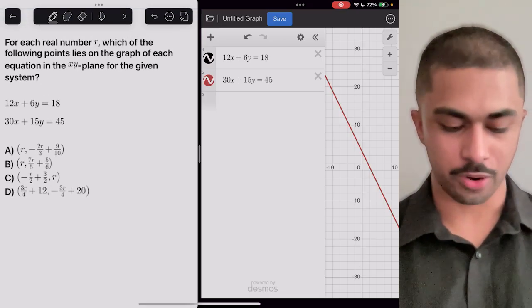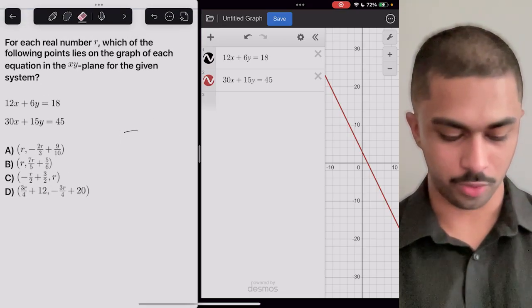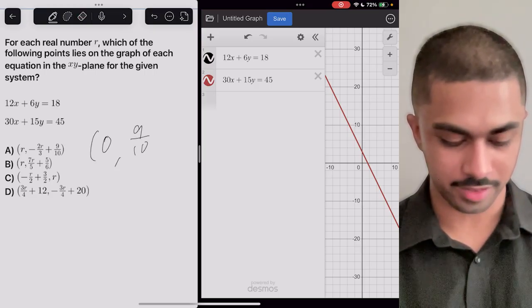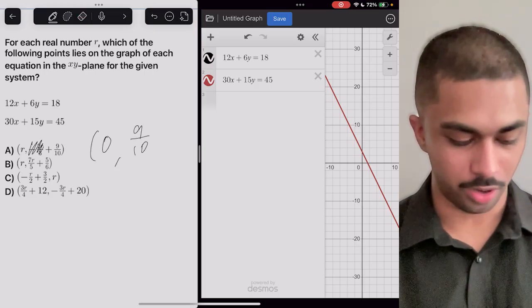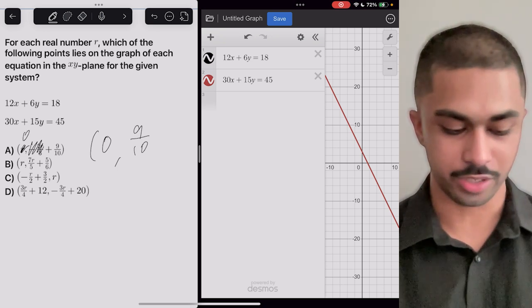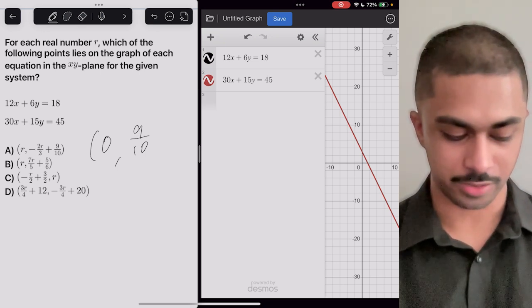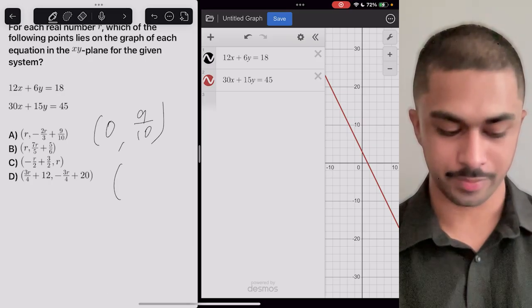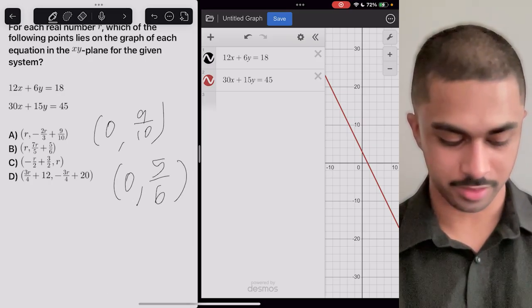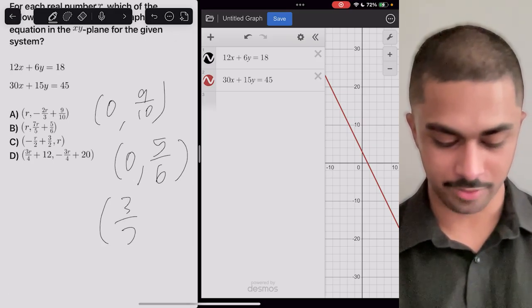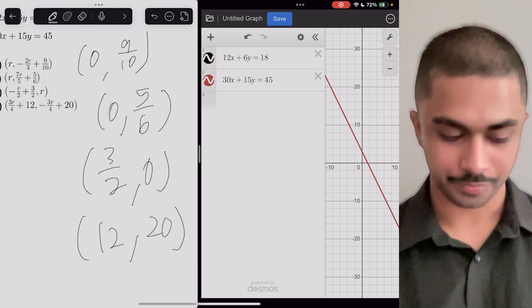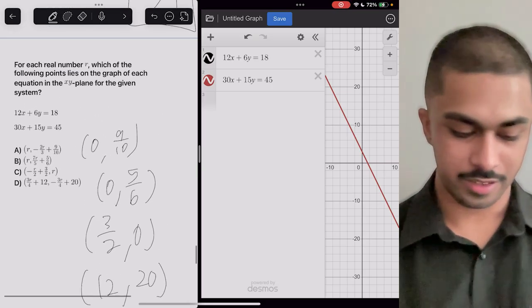When we plug in 0 for R, for all four of these, here's what we get. We get 0, comma, 9 tenths, because anything with an R just disappears. It just turns into 0. That's the fastest way to do this. So plug in 0 for the next point. What do you get? 0, 5/6. Next point, 3 halves, 0. See how fast this is? 12, 20.